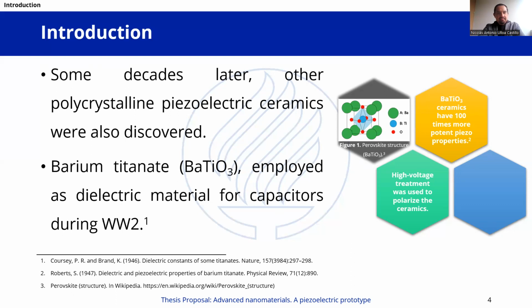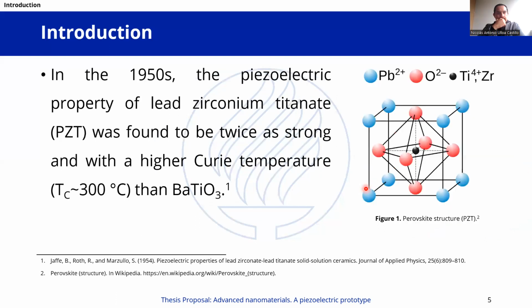And also a thing to point out here is that these properties became evident after the ceramics were polarized using high voltage treatment. And in figure 1, we can also observe this. Now, it's known that we can call them perovskite structures. I will tell later why it's important. So let's continue with this context.